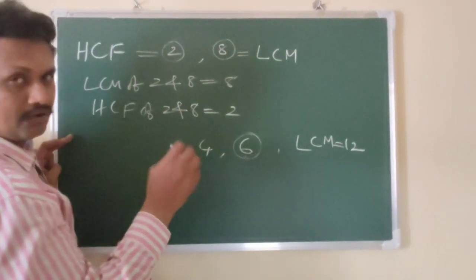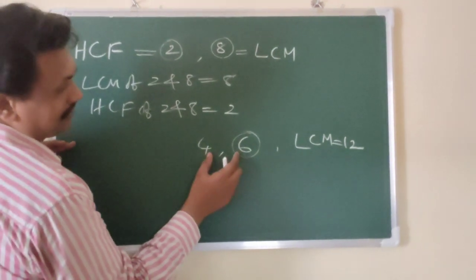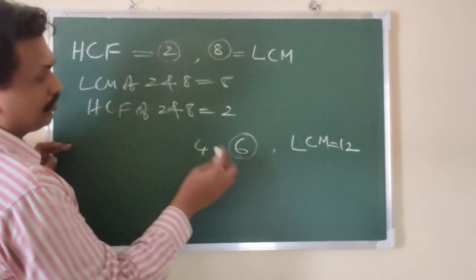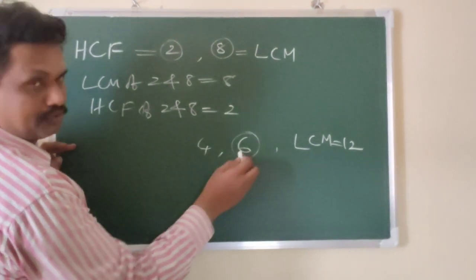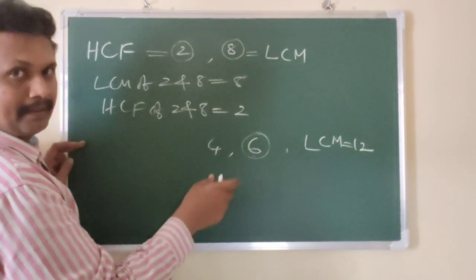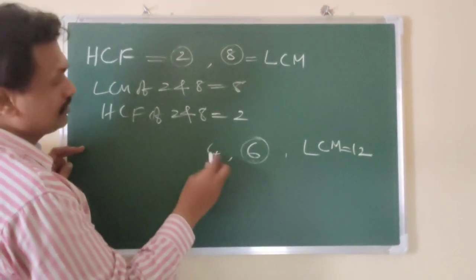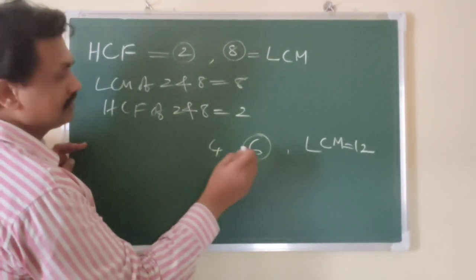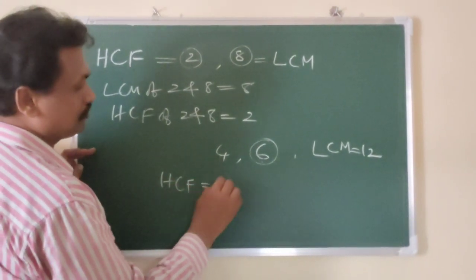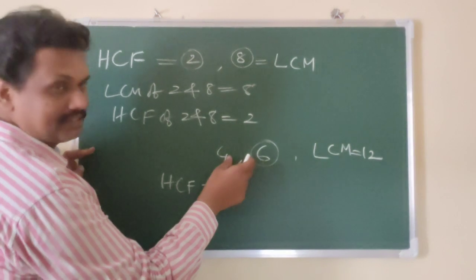Observe here how to find HCF. First of all, observe the difference. The difference between 6 and 4 is 2. 2 is a factor of both, so 2 is the HCF. The difference is the HCF when it divides both numbers, meaning 4 is divided by 2 and 6 is also divided by 2. That's why the HCF of these two numbers is 2.